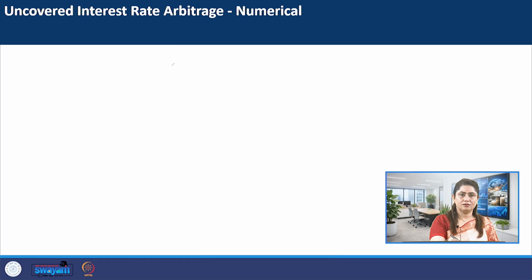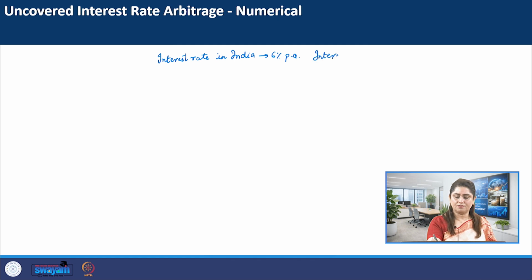Now I will explain the uncovered interest rate arbitrage with the help of a numerical. We have got the following information. The interest rate in India is, let's say, 6% per annum, and the interest rate in USA is 5% per annum.